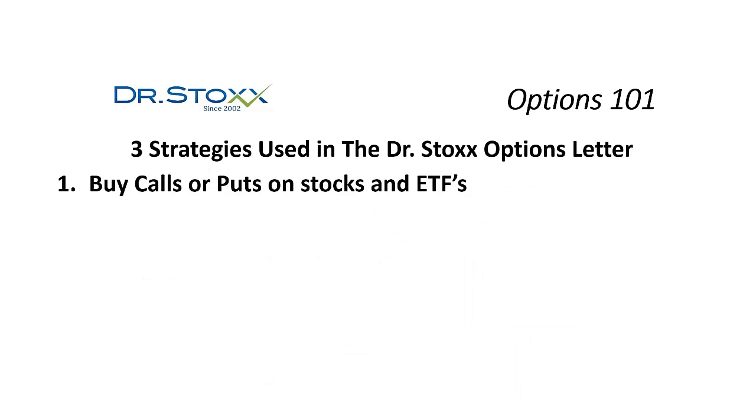So let's talk briefly now about the three strategies that we use in the Dr. Stoxx Options Letter. Now, the old-time standard strategy that everybody who's traded options has done at some point in their options career, and I certainly do a lot of it myself, is to just buy a call on a stock you think is going to go up, or buy a put on a stock that you think is going to go down. And we also do a lot of this on the exchange traded funds as well.